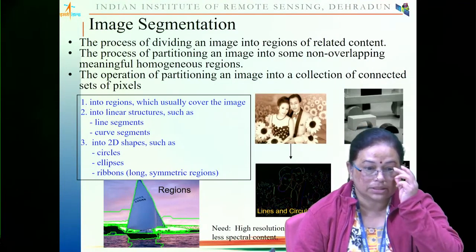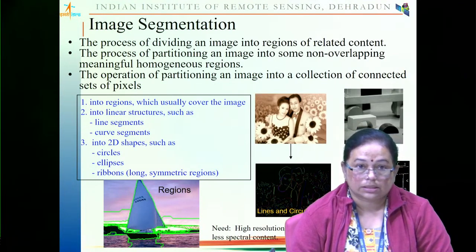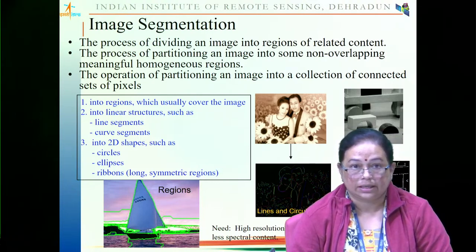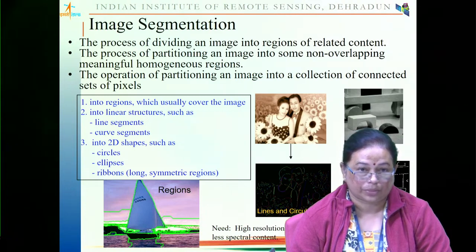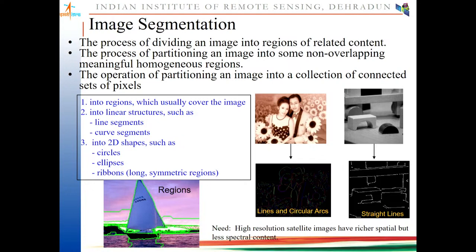So we will start with image segmentation. This is the process of dividing an image into regions of related content. Any related pixels will be grouped together with the help of a logic or algorithm. We can also say that this is a process of partitioning the image into non-overlapping but meaningful regions, and these regions should also be homogeneous, that is, corresponding to one type of pixels or one class of objects or features.